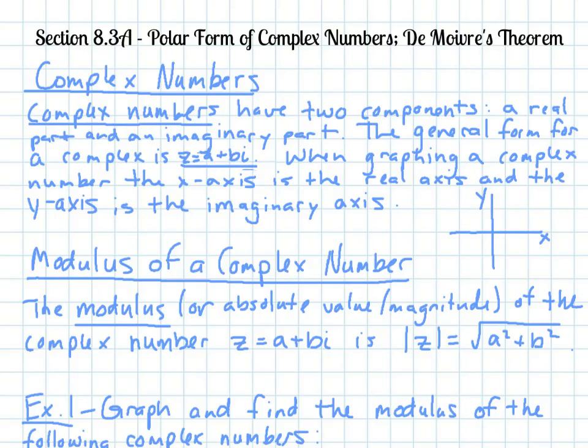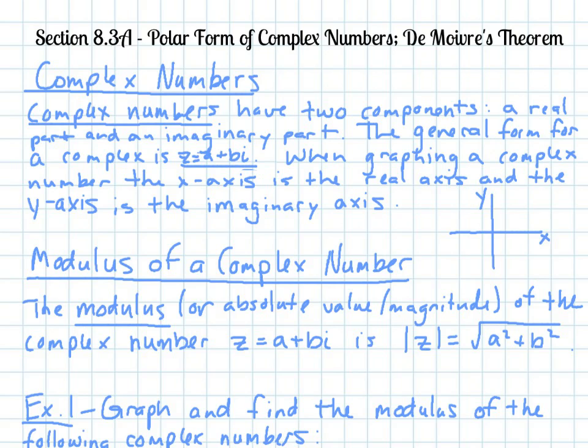Today's lesson, section 8.3a, will be talking about polar form of complex numbers and De Moivre's theorem. Now, De Moivre's theorem will be in later sections, so we'll mainly focus on the complex numbers part. A complex number has two components, a real part and an imaginary part.